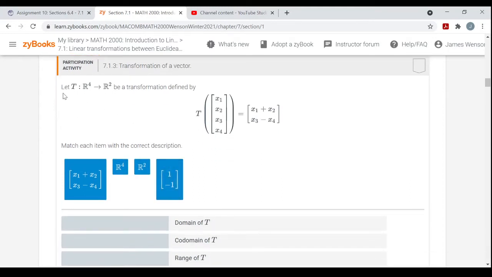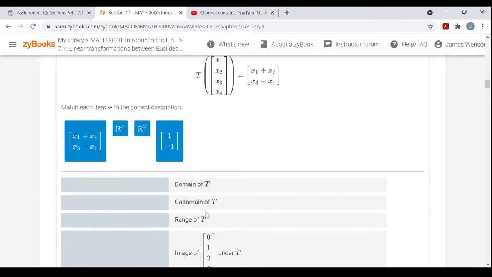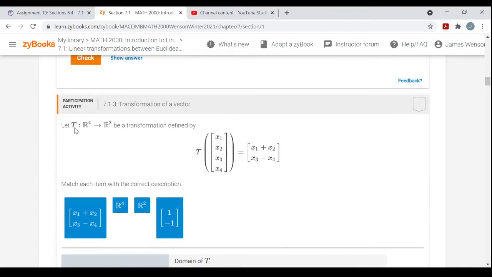So here we have just use of the terminology. T is a transformation from R4 to R2. So my inputs are vectors with 4 components, see this x1, x2, x3, x4. My output is a vector with 2 components, which you're seeing on the other side here, the right side.